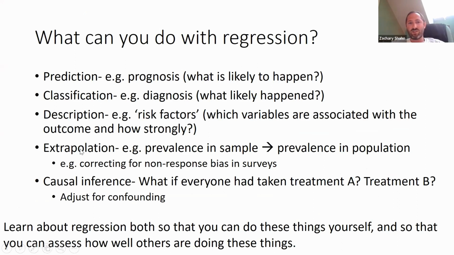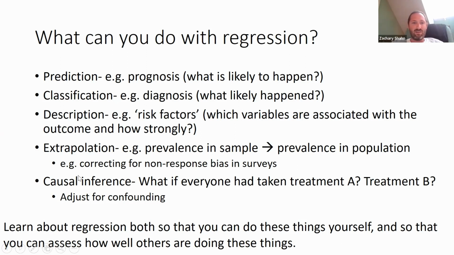Another thing you can use regressions for is extrapolation. So let's say you have a particular sample, and maybe you have a disease prevalence in your sample, maybe a survey, and you want to estimate what the prevalence is in the population, not just in your sample. You're more interested in the population. Regression is a tool that you can use to go from sample to population. The challenge being that if your sample is not a simple random sample of the population, you need to correct for that selection bias for who actually did participate in your survey, for example. And regression is a tool that you can use to do that.